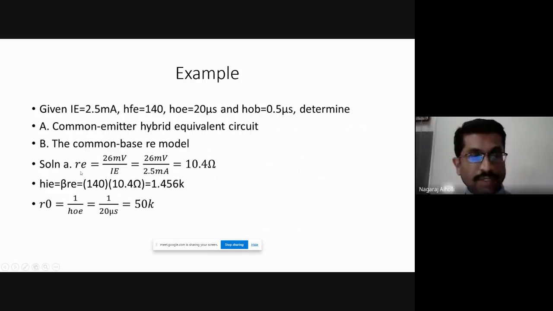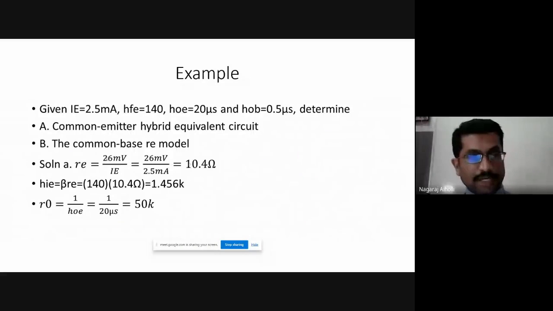If we want to calculate small RE, what is the formula? RE is equal to 26 millivolt by IE. This is a standard formula. The emitter current is given already, 2.5 milliampere. Substitute that, and the answer will come out to 10.4 ohms. Just verify your answers. 26 millivolt by 2.5 milliampere will be 10.4 ohms. Just check. Yes, sir. Correct. Okay, fine.